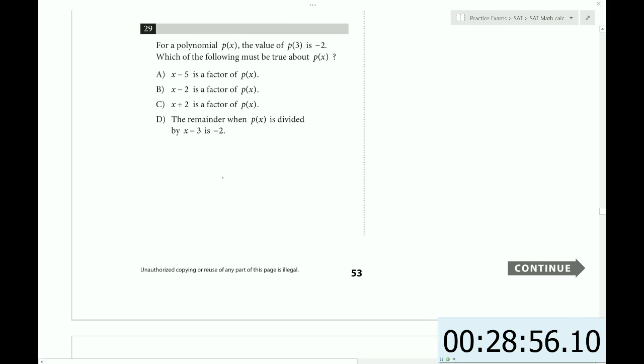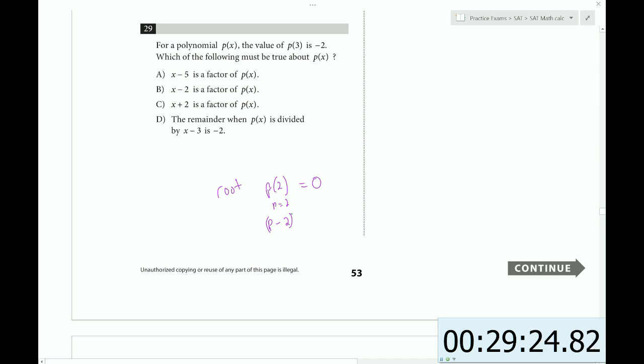So let's say I have a root. Let's say p of x equals 0 for some value of x. Let's call that value a. As a matter of fact, let's make it more specific. Let's make it 2. So if I have a root at x equals 2, then that means that x minus 2 is a factor, because x equals 2 would be a solution.